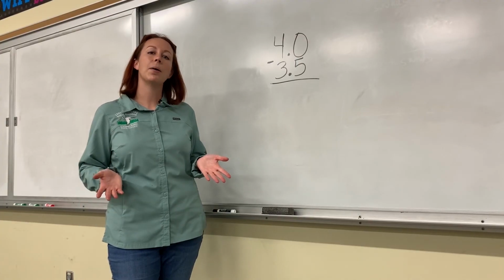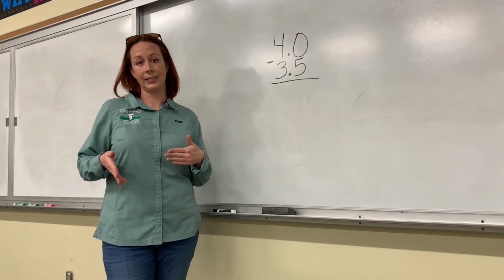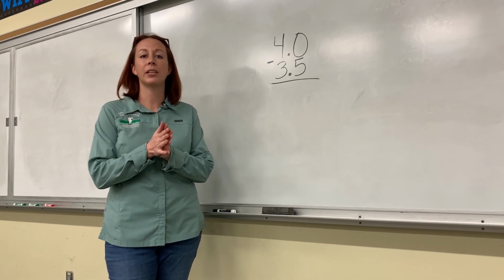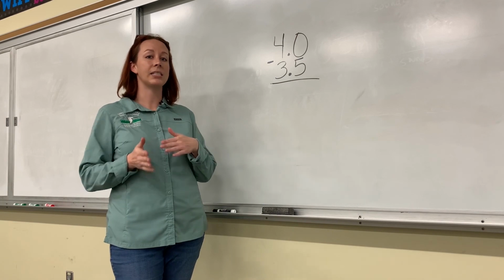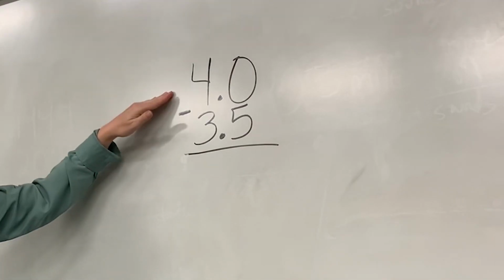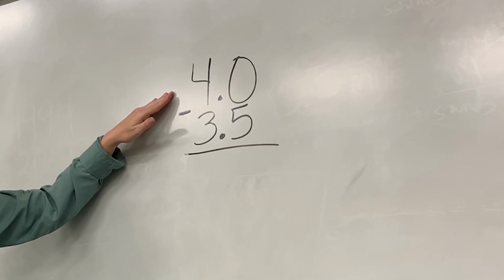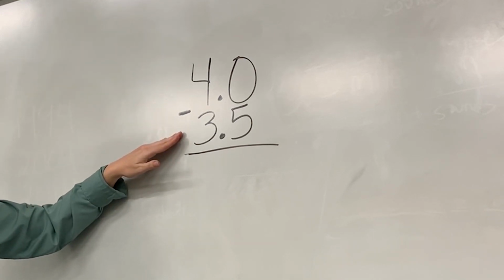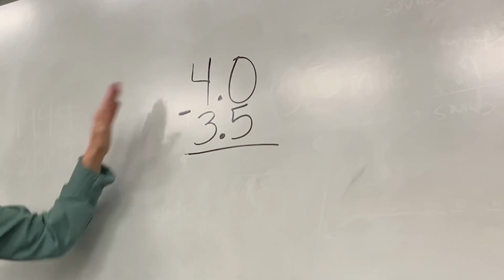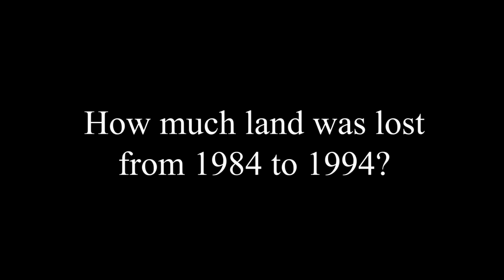Now let's find out how much land was lost between the decades. To do this, we'll use subtraction. So to find out how much land was lost between 1984 and 1994, your formula will look like this. In 1984, we had 4 miles of shoreline. In 1994, we had 3.5 miles of shoreline. So we subtract 3 5/10 from 4. Pause the video now.